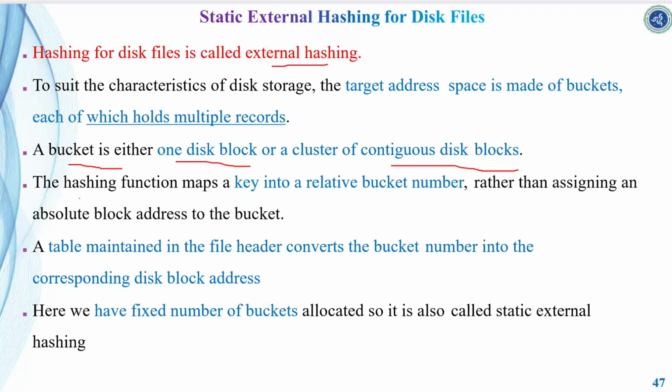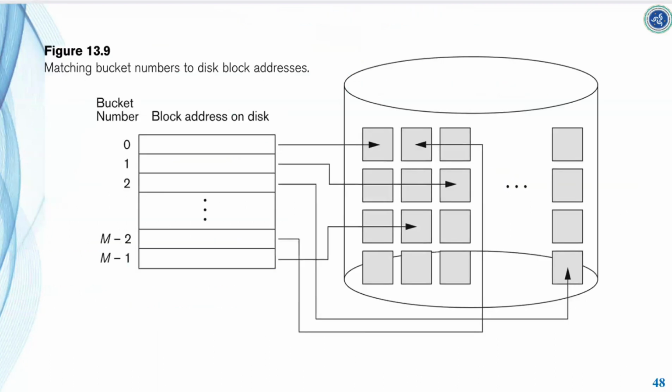Now we can see the structure of the buckets and the disk block addresses. This is the disk structure, represented in a cylinder shape, and these highlighted cells are the buckets, and we have the block addresses. If we have n buckets, they will be numbered from 0, 1, 2, 3, etc. up to n minus 1, and each bucket will be pointing to its records.